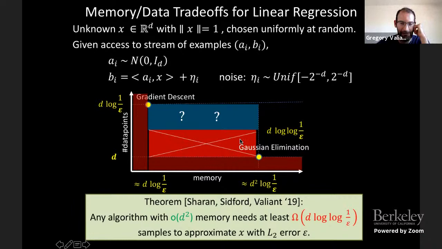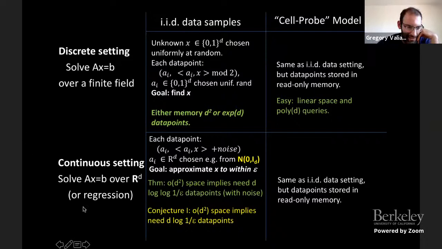Right. So we proved that at least something breaks when you go to subquadratic memory: you need at least some dependence on the error. It's a bit embarrassing that we have two logs here. And the conjecture is that the relatively basic gradient descent is optimal for any subquadratic memory algorithm. So the conjecture is that, given less than D squared space, you need at least D times log one over epsilon data points, without this extra log.